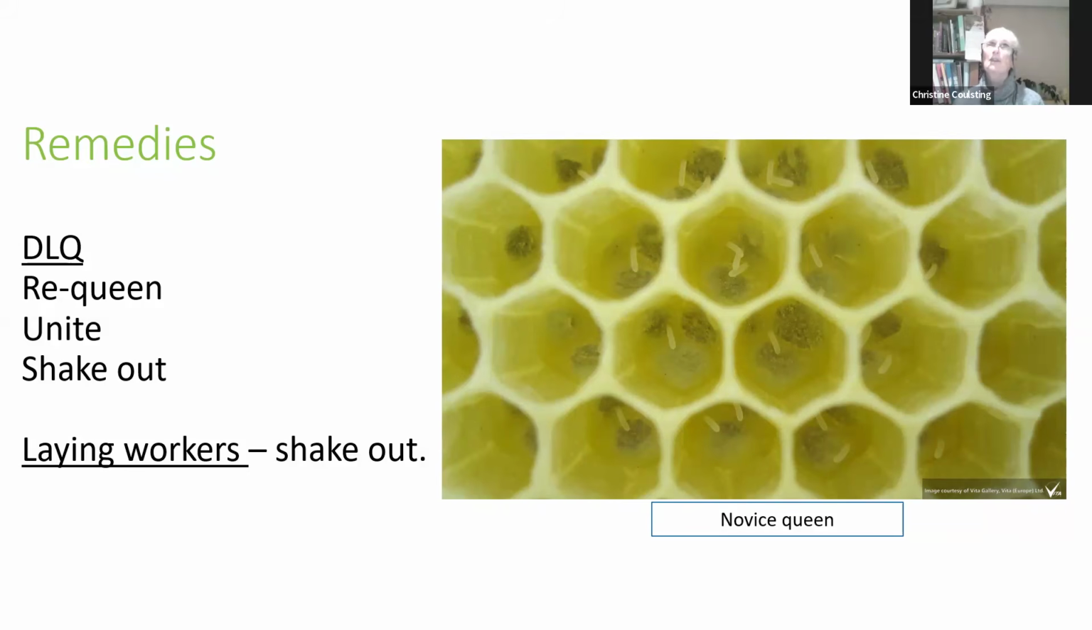You know, if you've got lots of drones in a colony, then you'll probably find that the workers that do remain are getting on the old side. And so it's actually easier, whether it's drone laying queen or laying workers, to just shake them out and let them beg their way into another hive. That's my preferred method.